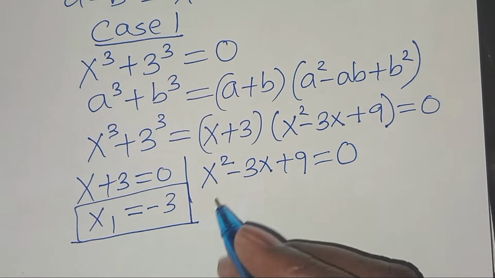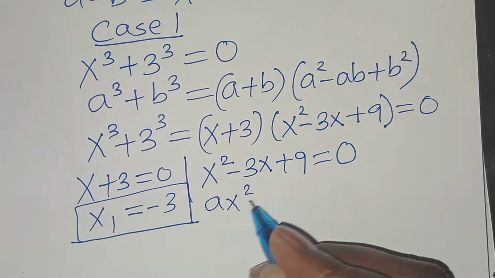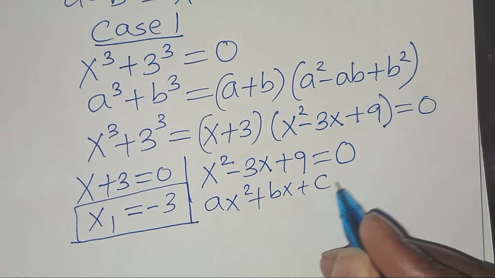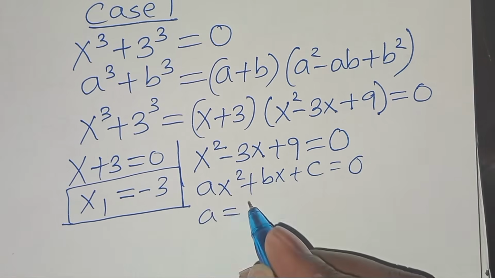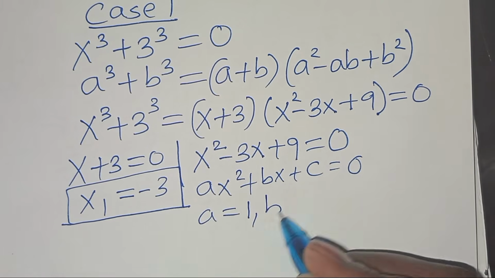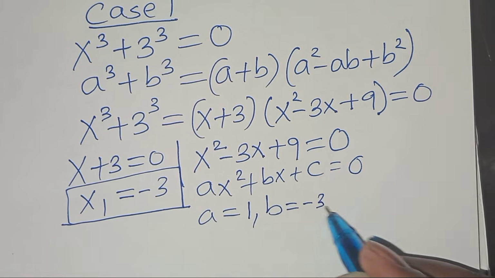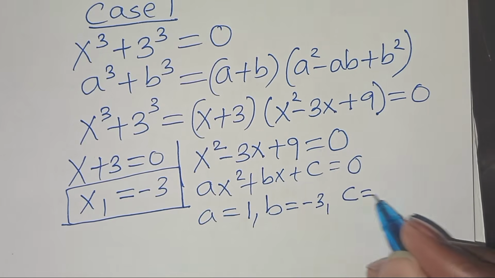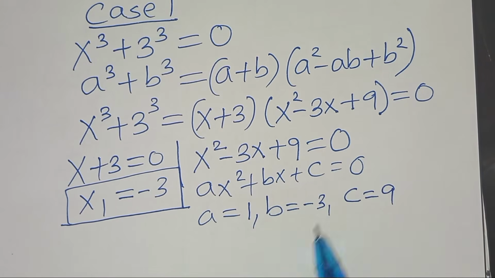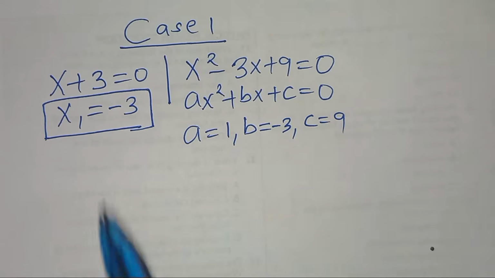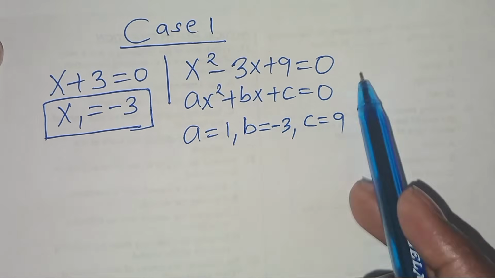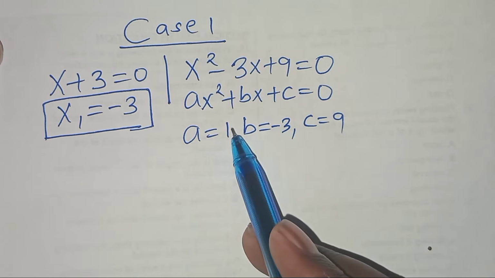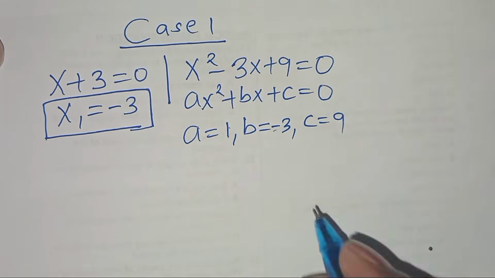Then the second part, we have a quadratic equation of the form ax squared plus bx plus c equal to 0. So the value of a here is equal to 1, b is equal to negative 3, and c is equal to 9. So let's solve this one quickly. Now we have x1 equal to negative 3, and the quadratic equation here, a is equal to 1, b is negative 3, and c is equal to 9.